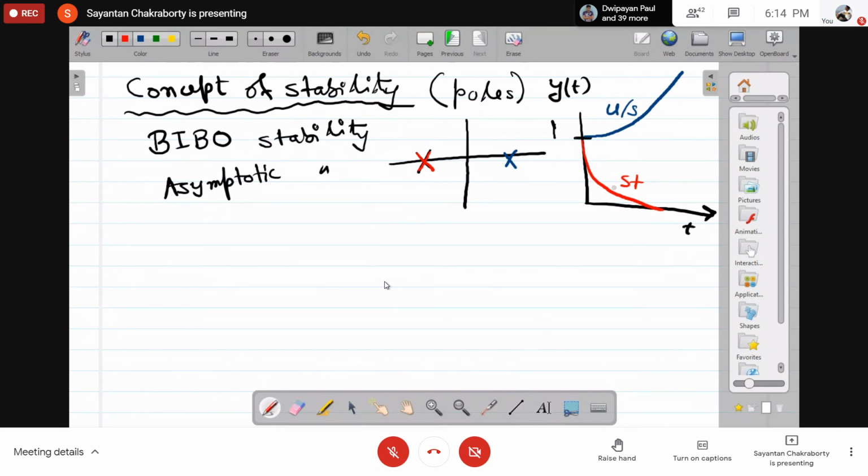Then what about zeros? What do zeros do? Do they play an important role? Yes. I guess you know the respective plots corresponding to different locations of the pole in the s plane.